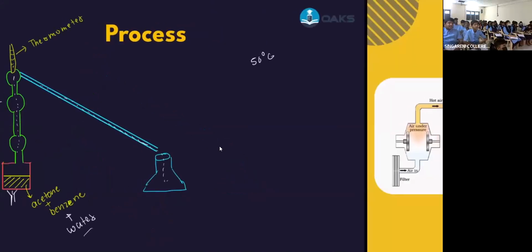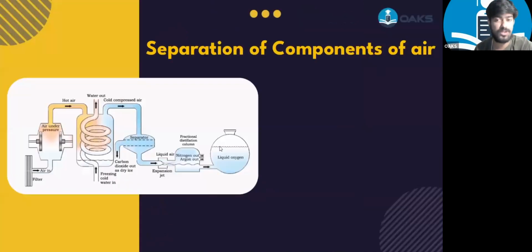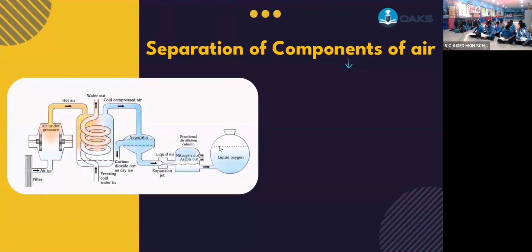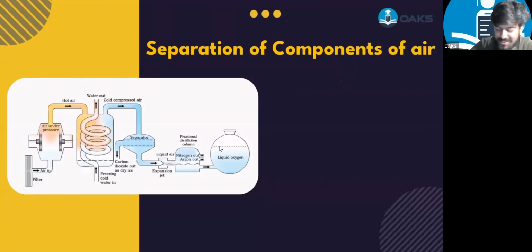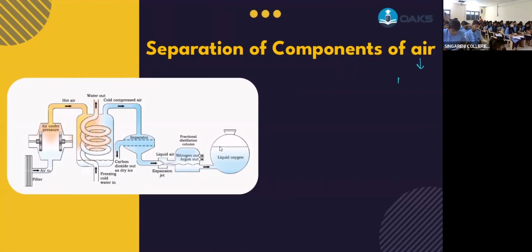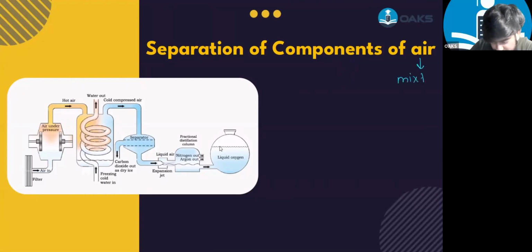Okay. Now, this is a process in which we are going to separate the components of air. Now, we all know that air is a mixture of gases. Yes or no? Do you know that air is a mixture of gases? Lots and lots of gases are present. Yes or no? Now, if we want to separate those gases, then what do we need to do?